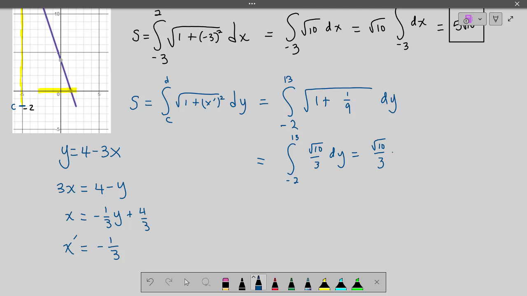Did I do that right? That's 9 plus 1 is 10. Square root of 9 is 3. What's the length of this? Isn't that 11? Oh, no. 15. Thank you. Oh my gosh.